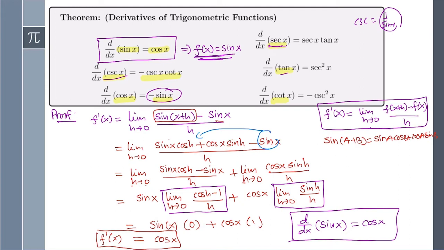For sine, this is how we prove it. For cosine, we do the exact same thing. And then we can prove that. So now let's go ahead and use them to find the derivative of some functions involving trig functions.